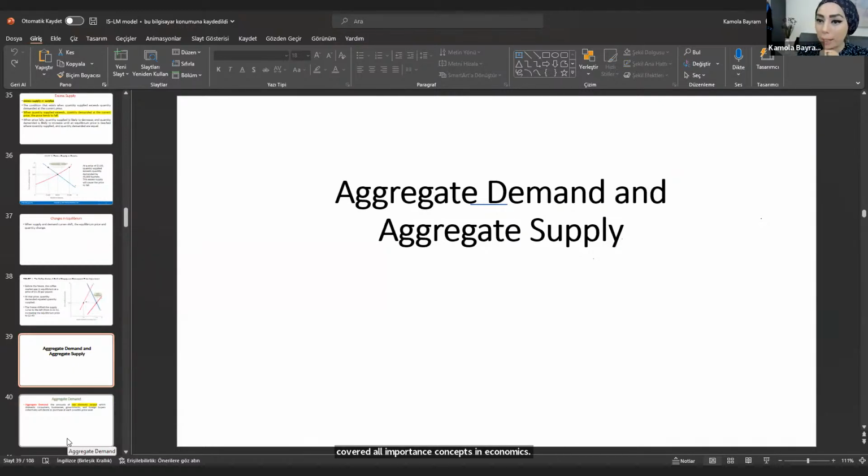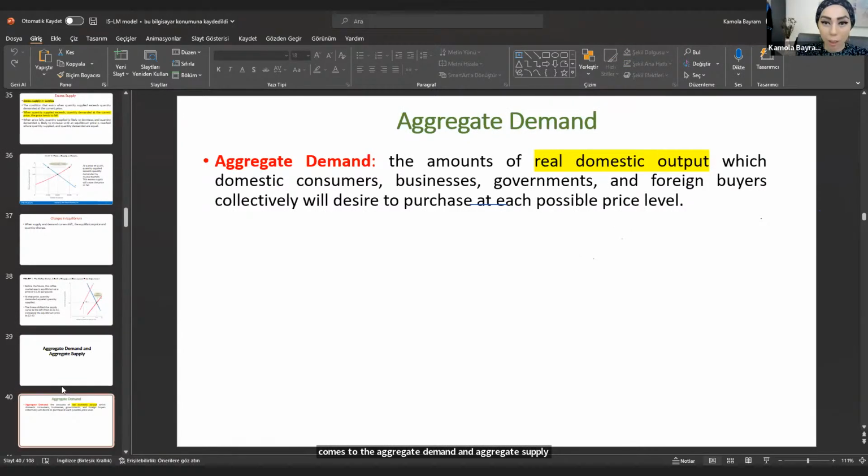So when it comes to aggregate demand and aggregate supply, first of all, what is aggregate demand? Aggregate demand is the amount of real domestic output. Now we are moving to macroeconomics. Okay, if we were talking about household, think the same as what you think about household, but for the country.